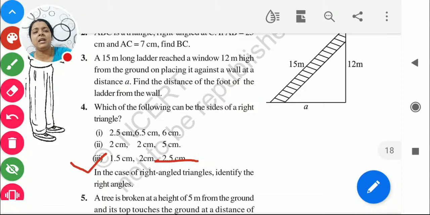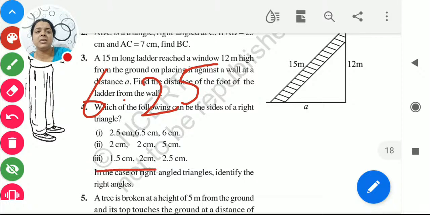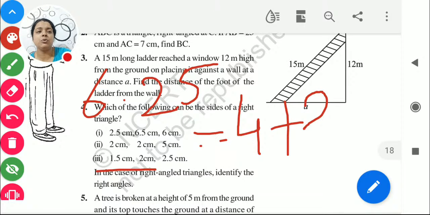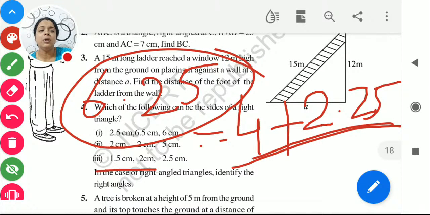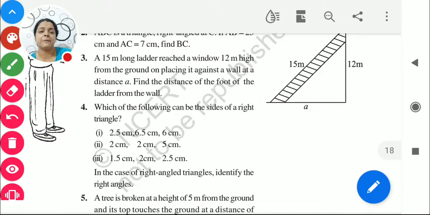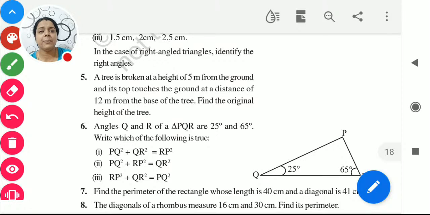Because 2.5 squared becomes 6.25, sorry, it is 6.25. Then when you take these two, you will find 2 twos are 4, and plus 1.5 times 1.5, it will be 2.25. So again when you add these two, you will get this answer. So what you have to do, just keep in mind the Pythagoras theorem and you will be able to find it out. Coming to question number 5.